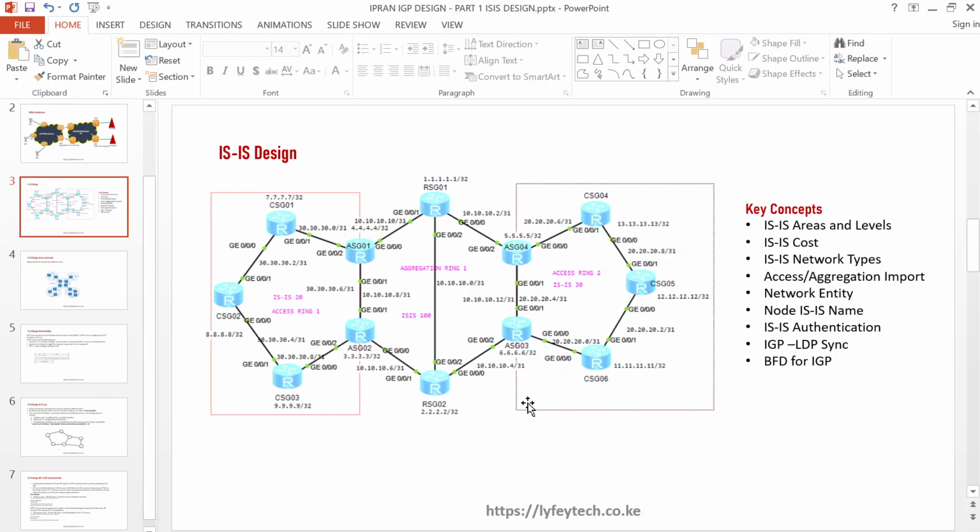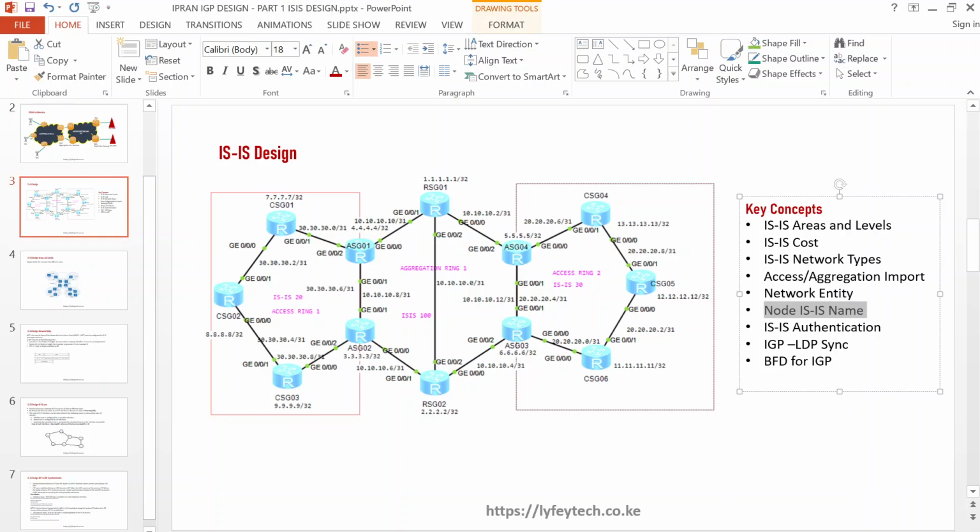Then another important concept is the node ISIS name. When you are running ISIS in your network, it's a best practice to configure the ISIS name within the ISIS process, as we will see in our lab. This will help you to identify the peering sessions. It will tell you this is CSG02, this is CSG01. So when you are troubleshooting or checking the status, it will be very easy to identify which peering status is for which router, which one is up and which one is not up. From the ISIS name, you will be able to tell.